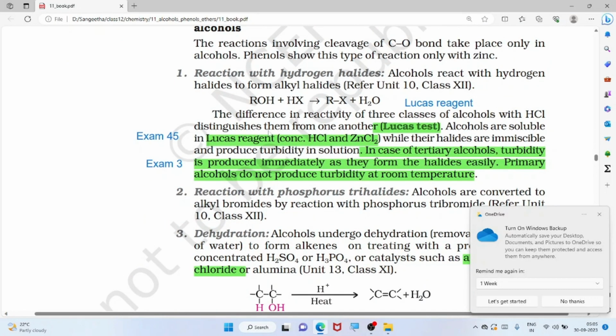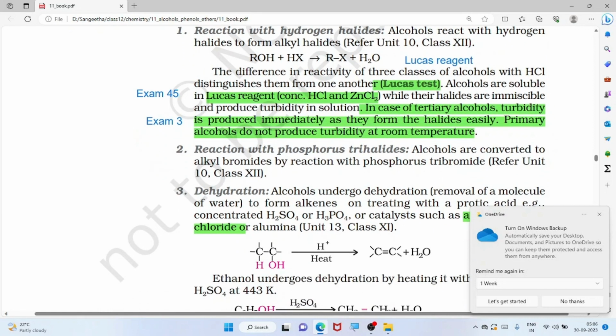So what is Lucas reagent? That is HCl plus zinc chloride. This test is used to differentiate between the primary, secondary, and tertiary alcohols. Primary alcohol does not produce a result immediately at room temperature. Tertiary alcohol immediately produces it.